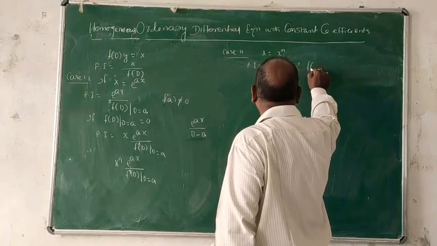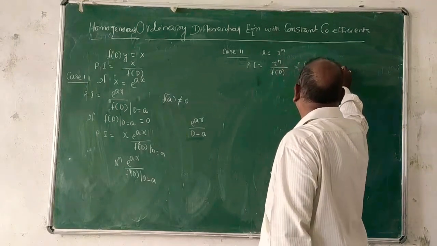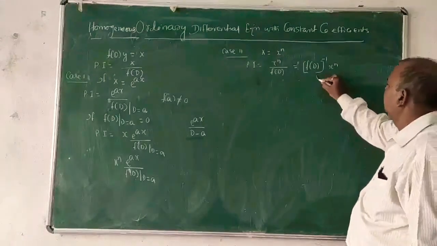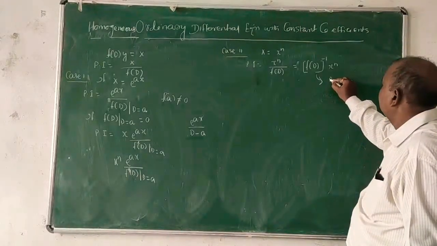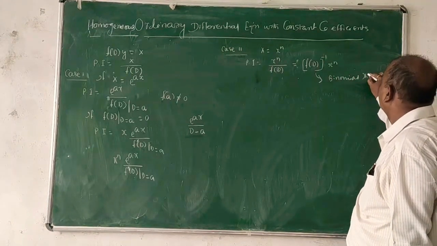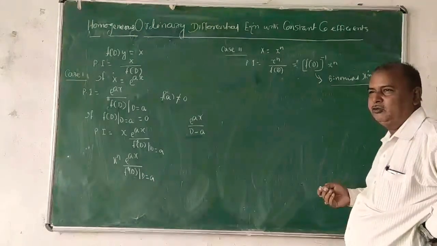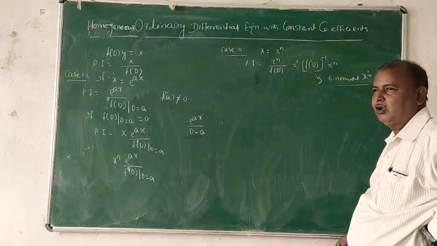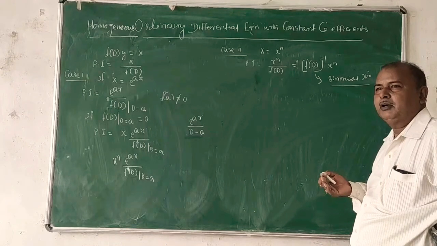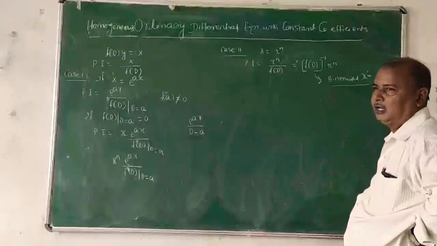So you do one thing: take your f of D to the numerator of the inverse operator x to the power n. Expand f of D to the power minus 1 by the binomial theorem. Whenever you apply the binomial theorem, try to reduce it to the simplest form, 1 plus x to the power minus 1 or 1 minus x to the power minus 1. It will be easy for you to compute this particular integral.